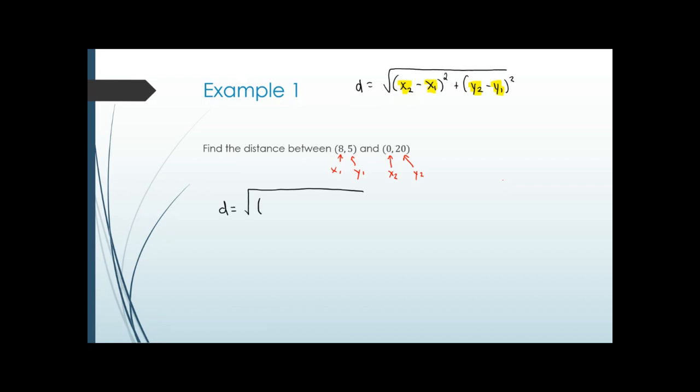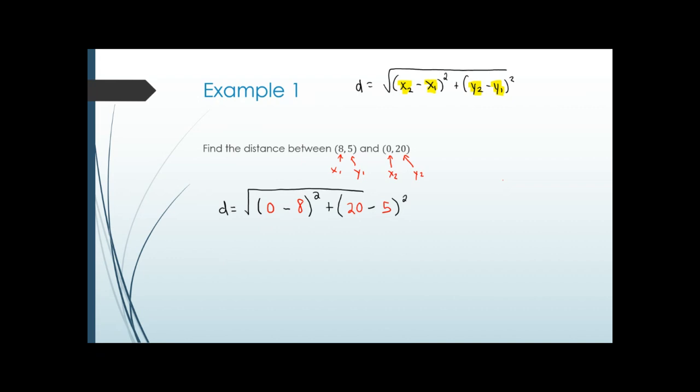So my first step is to replace these variables with their actual values. And I'm going to just do those in a different color so you can see where I'm plugging them in. So in parentheses here underneath the square root, we have x2. So x2 is 0. And then we have minus x1. And x1 is 8. And then we close the parenthesis, and then we're squaring that. And then we plus, and then another parenthesis. Then we have y2, which I've labeled as 20, minus y1, which is 5.